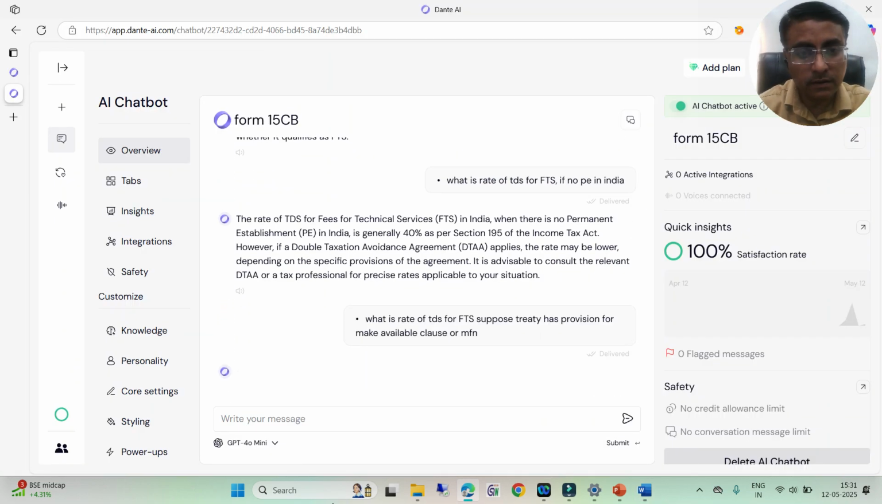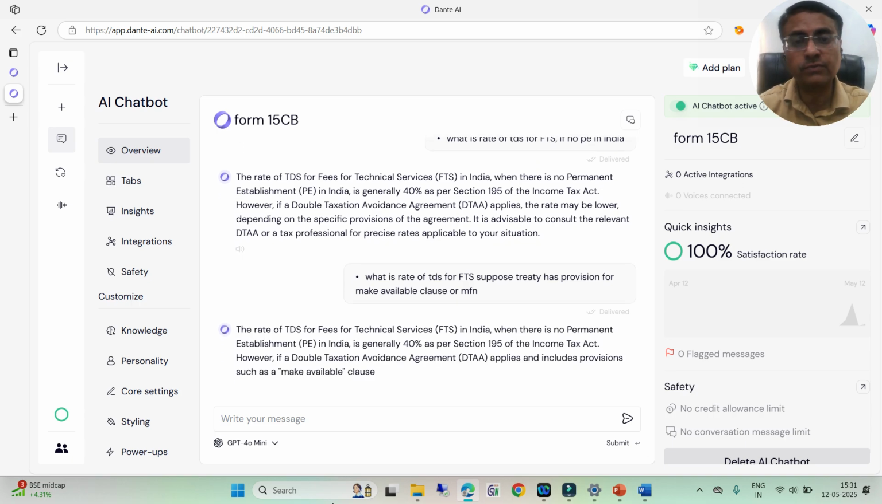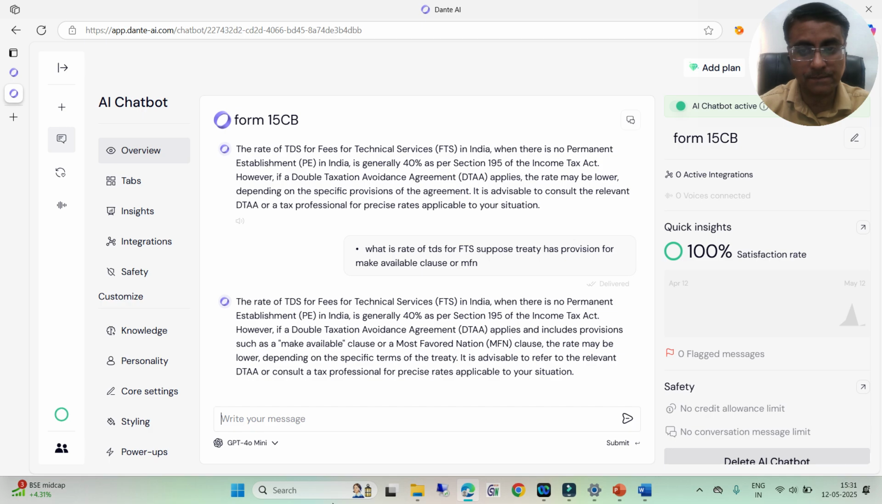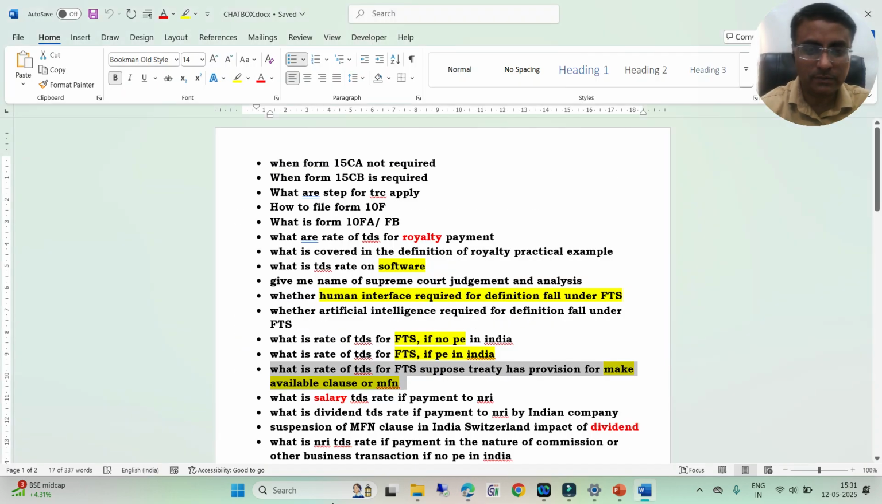Suppose the FTS clause in the DTAA has a make available clause or a most favoured nation clause. AI gave a beautiful answer: TDS on FTS when there is no PE is 20%, when there is a PE it is 40%, and if a make available or most favoured nation clause is there, the rate may be lower depending upon the specific terms of the treaty. It is advisable to seek advice from a relevant tax professional.